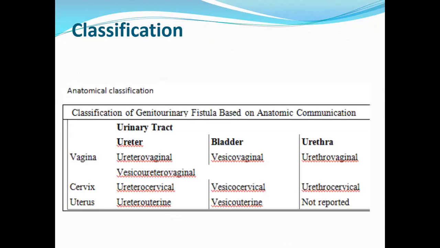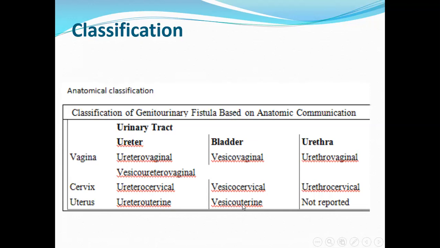The classification, well, we have an anatomical classification. Here we have the urinary tract, ureter, bladder, and urethra. The genital tract, vagina, cervix, and uterus. The most common one that we see is the vesico-vaginal fistula. Others, uretrovaginal, vesico-uretrovaginal, uretrocervical, uretrouterine. These are extremely uncommon.